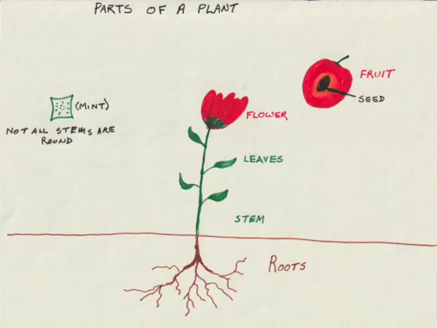Now let's get into the actual parts of the plants. There are basically 6 parts of plants. The first 3 are called vegetative structures, and they are roots, stems, and leaves. And the next 3 are what we call reproductive structures, and that's flowers, fruits, and seeds.